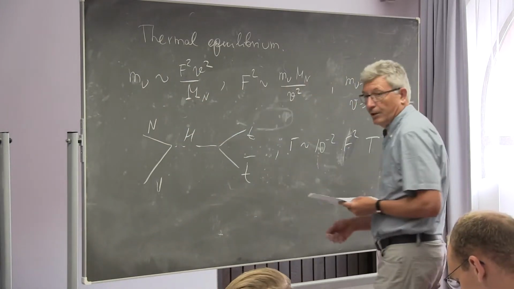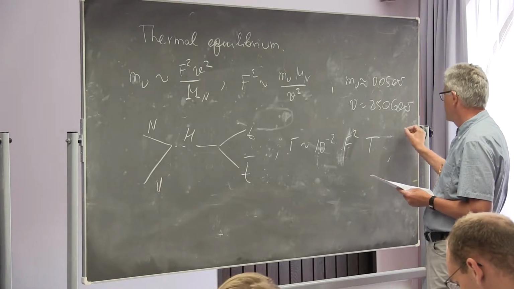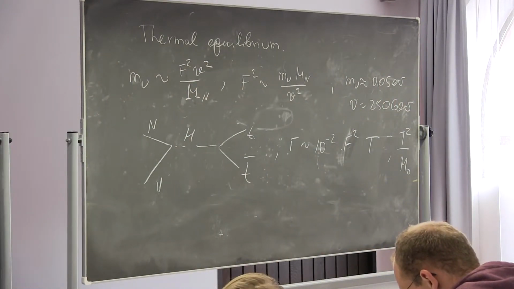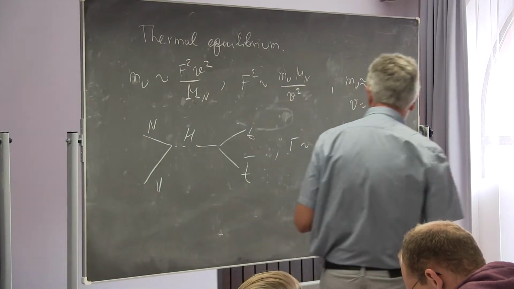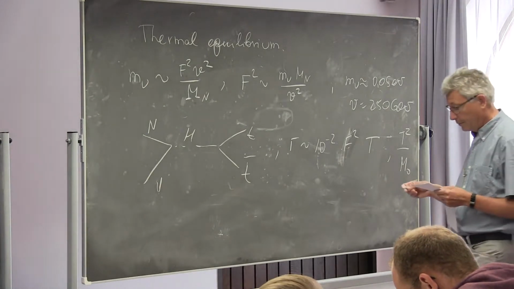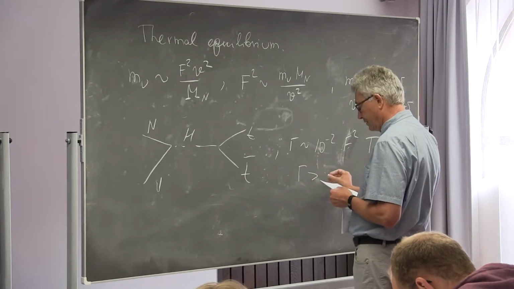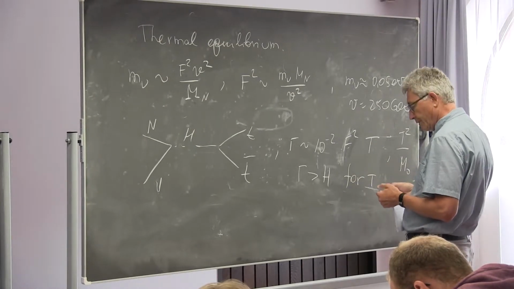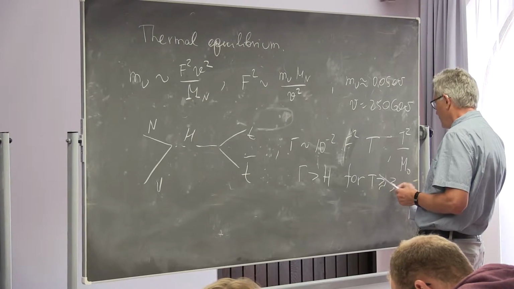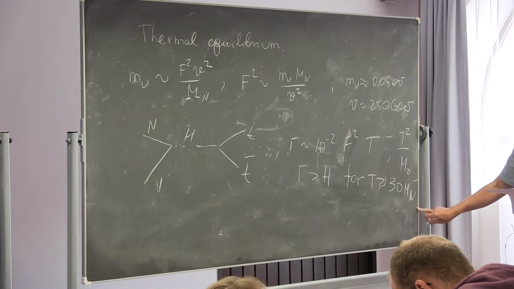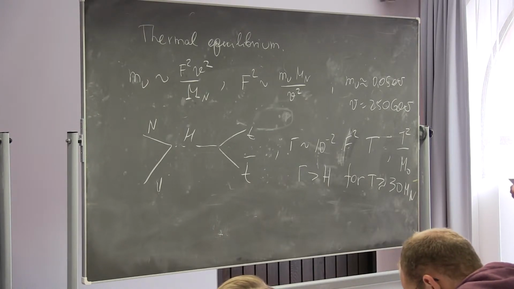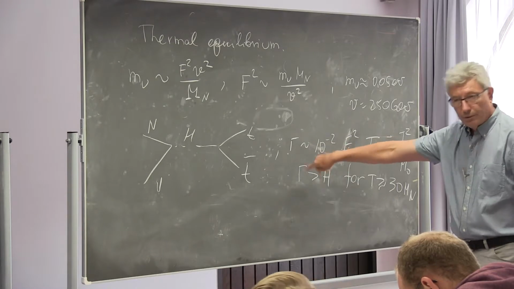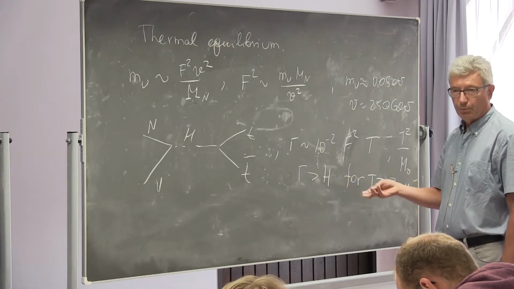Okay, so this is the rate of HNL interactions, and we can compare it with the rate of universe expansion, which is T squared over M_0. So you put here the numbers, and you find that this rate is greater than the rate of universe expansion for temperature greater than about 30 times M_N. And I'm taking M_N as a free parameter. Okay? So this is the estimate of freezing temperature.